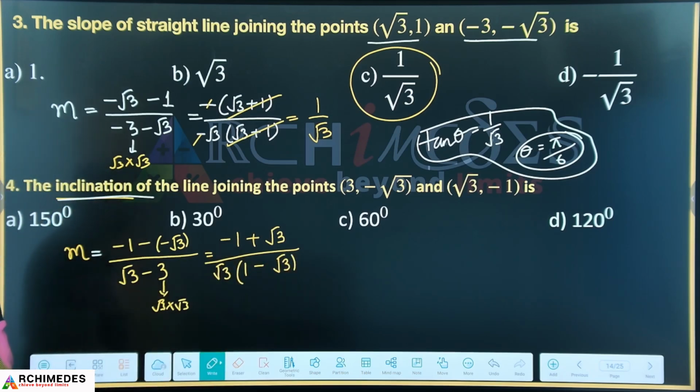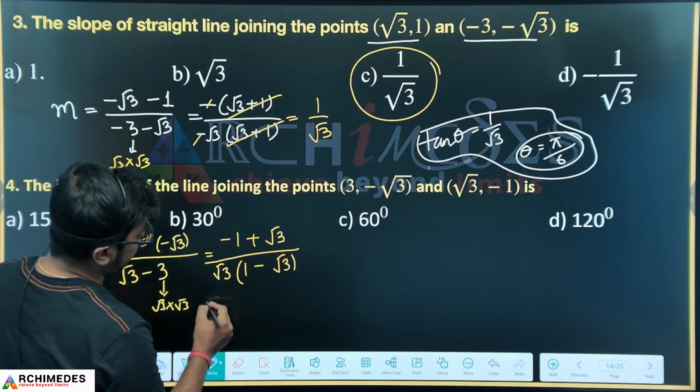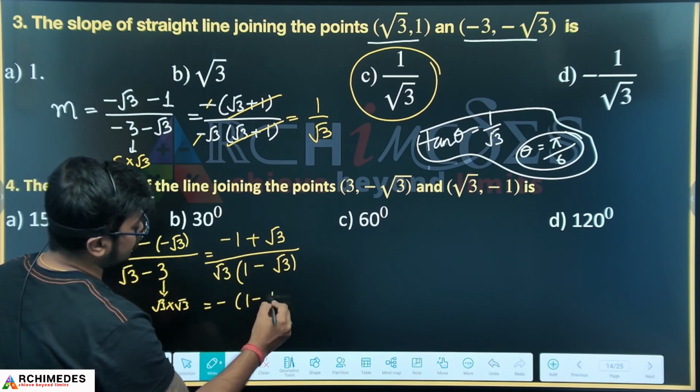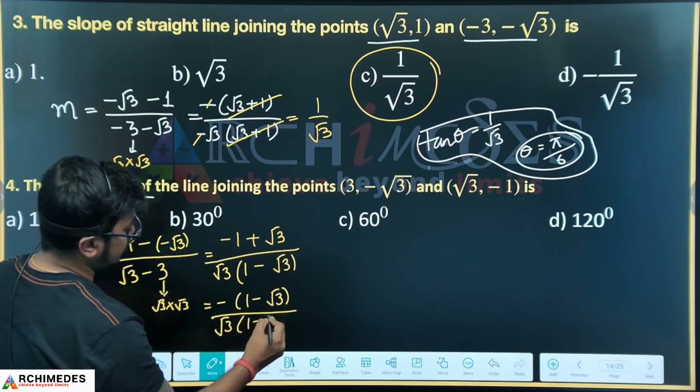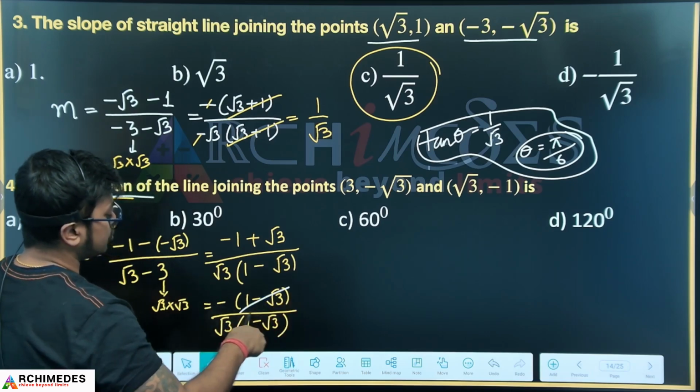Any doubt up to here? So look over here. If we take common from the numerator with a minus, you are getting 1 minus root 3. And here is a root 3. So this is also 1 minus root 3. Can we cancel this? 1 minus root 3, 1 minus root 3.